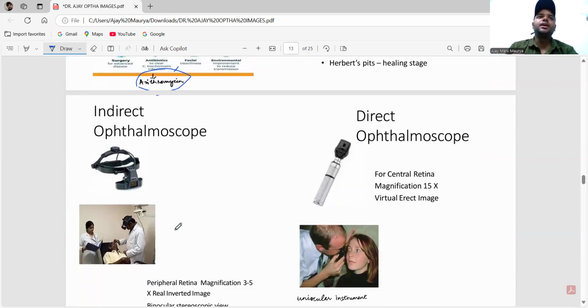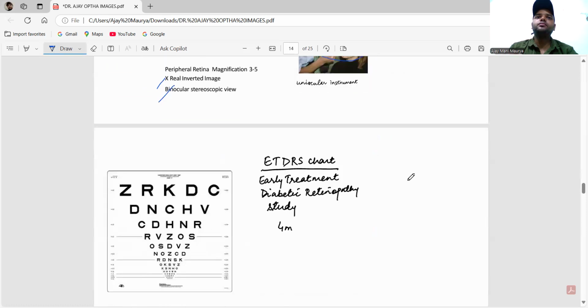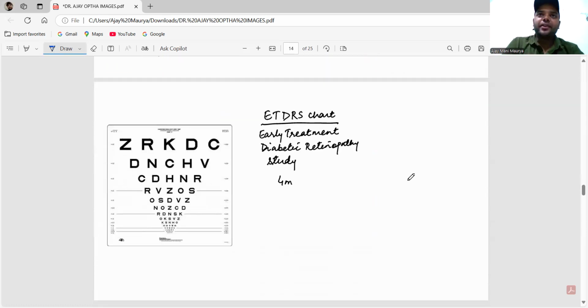Now next one is the indirect ophthalmoscopy. It gives real inverted images by binocular stereoscopic view. This is the indirect. This is the direct one. Now please remember the image also. ETDRS chart, the Early Treatment Diabetic Retinopathy Study chart. Okay, this one.